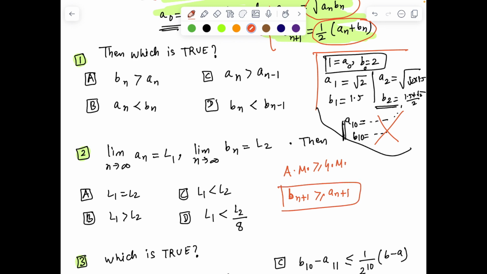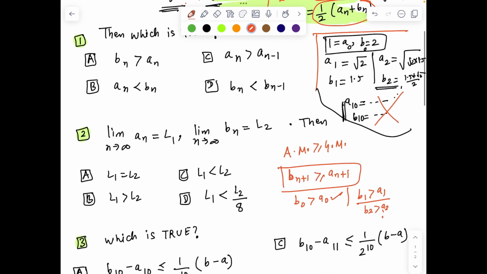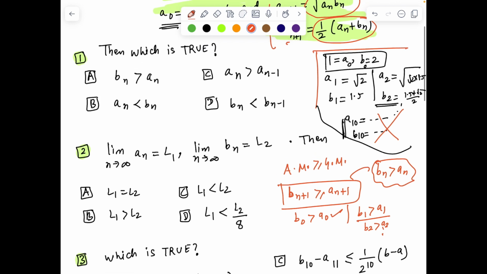So in general, b naught will be greater than a naught as given in the problem. Similarly b1 will be greater than a1, b2 will be greater than a2, and so on and so forth. Since the starting points a and b were not equal, a1 and b1 will also not be equal, so we'll have a strict inequality. So the direct consequence is bn is greater than an. That was fairly simple, and the first option is correct. That clearly discards option B.